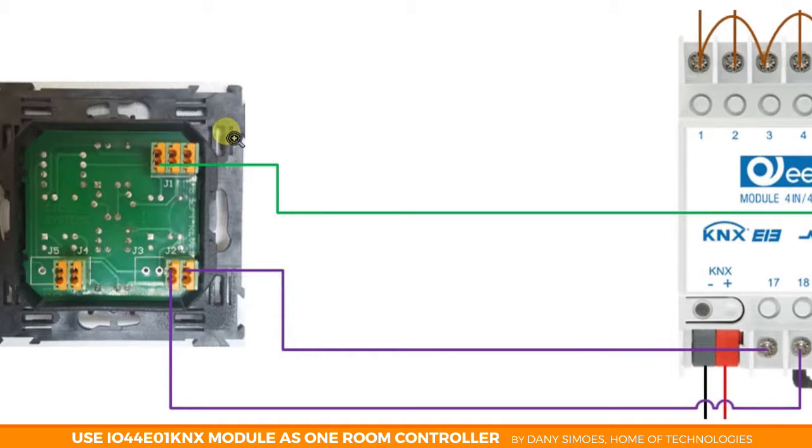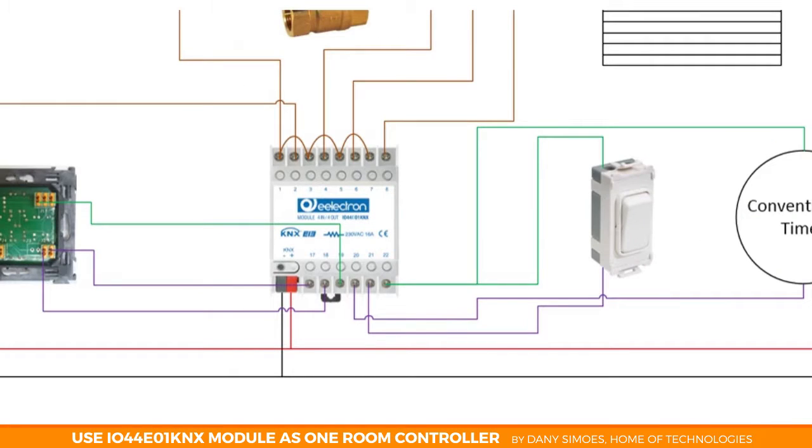So the green wire is the switch common, and it's wired on terminal 3, which is this one, and the other two push buttons are wired on terminal 4 and 5 and on input 1 and 2 from the eelectron module.